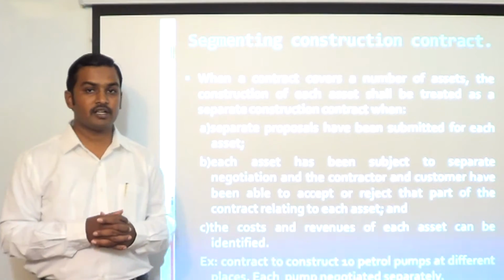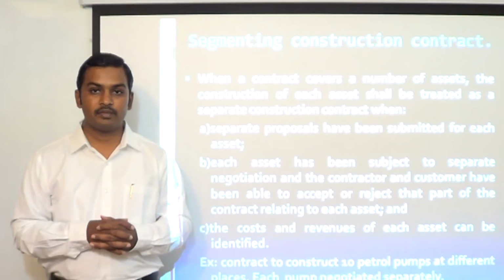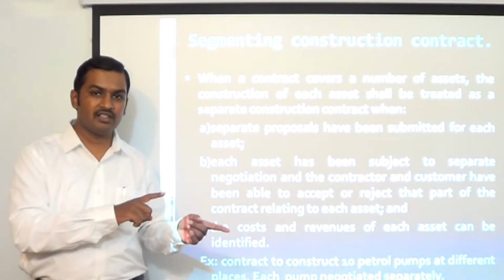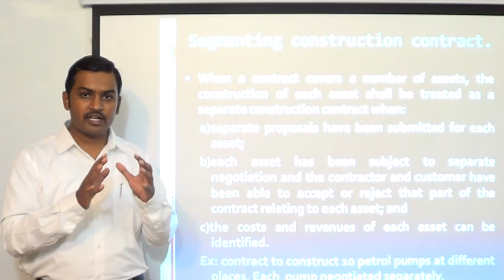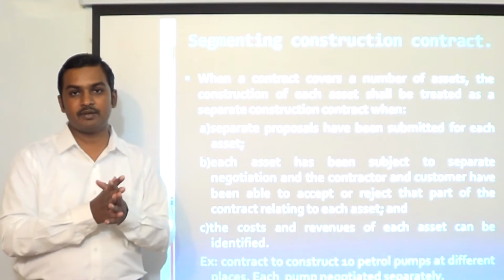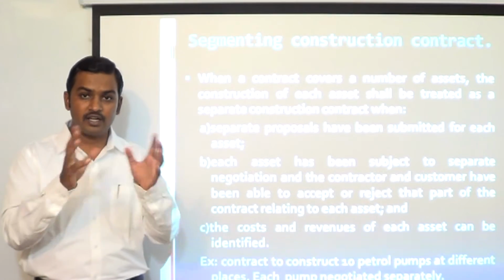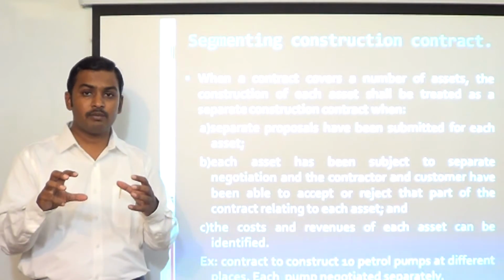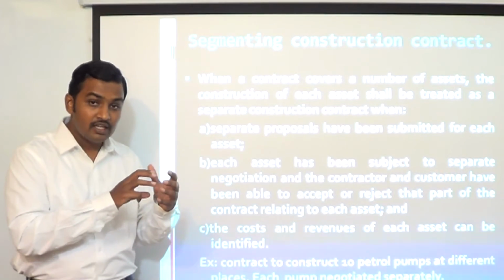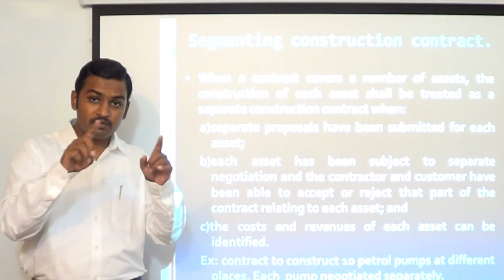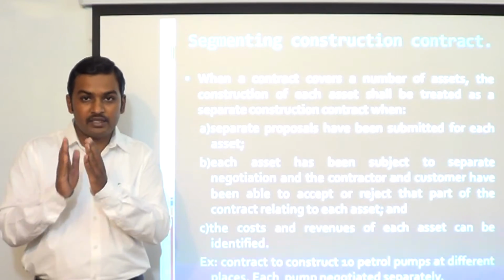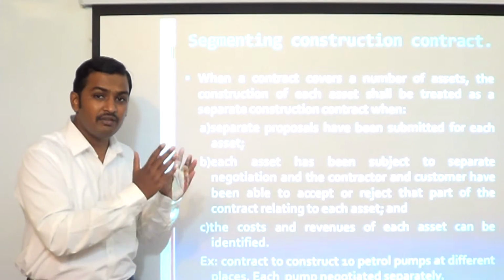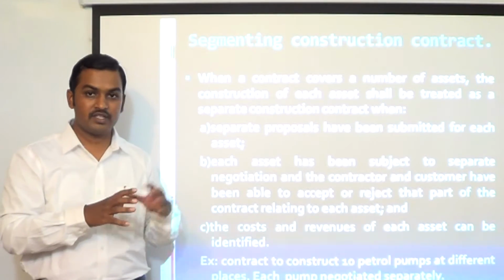Next, segmenting of contract. Now what is the segmenting of contract? Sometimes there is one contract between the customer and the contractor, but the contract covers a number of assets. That means it is not for one asset, but for a number of assets. There can be situations where you would have to apply the requirement of the standard to each asset, even though the contract covers multiple assets. So you may not be applying the requirement of the standard to the contract, you will be applying the standard to an individual asset which is covered by a contract.